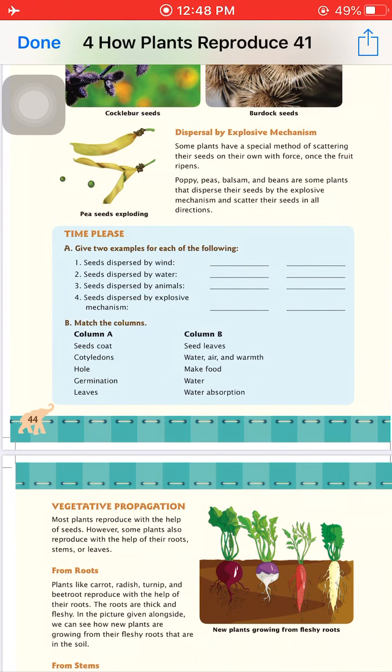Next we discuss match the following. Here seed coat is related to water.